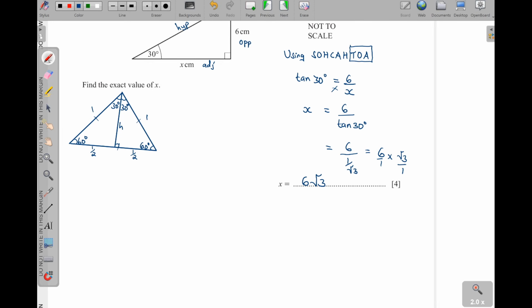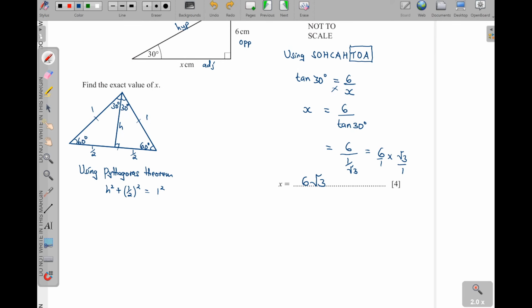Now, since this one is a right angle triangle, then I can use Pythagoras theorem, okay? So using Pythagoras theorem, you can have h squared plus a half squared, then is equal to 1 squared. This squared plus this squared is equal to this squared.